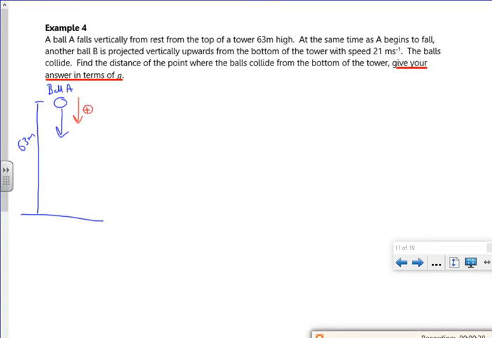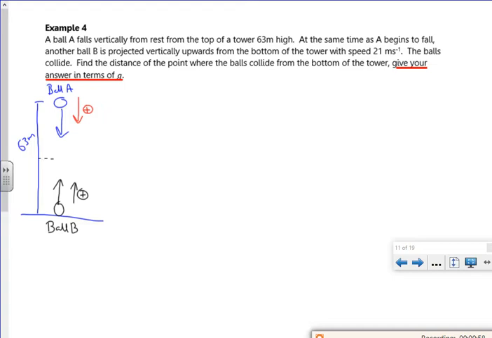It says at the same time as A begins to fall, ball B is projected vertically upwards from the bottom of the tower with a speed of 21 meters per second, and the balls collide. So for ball B, its positive direction is going up, so gravity is acting against it.